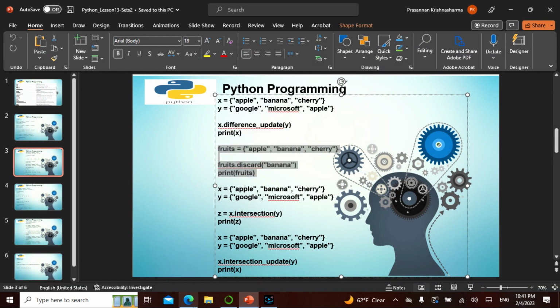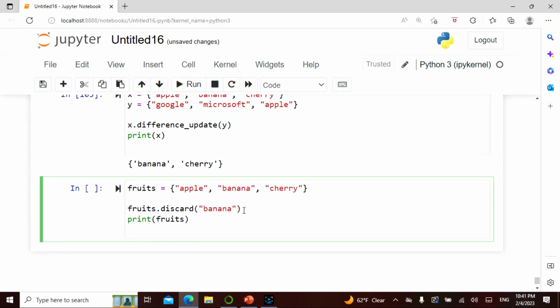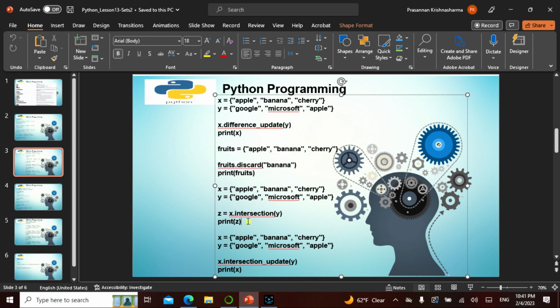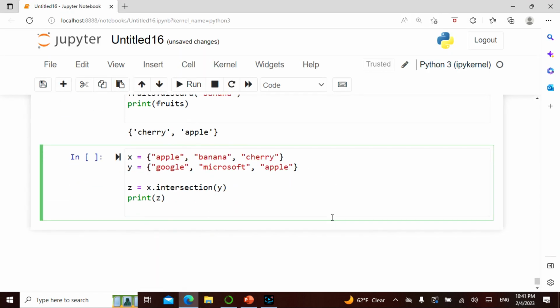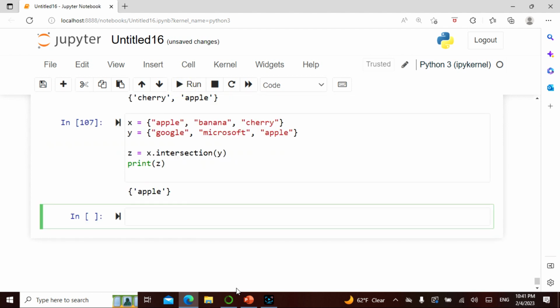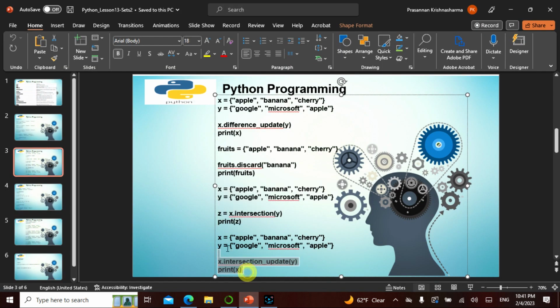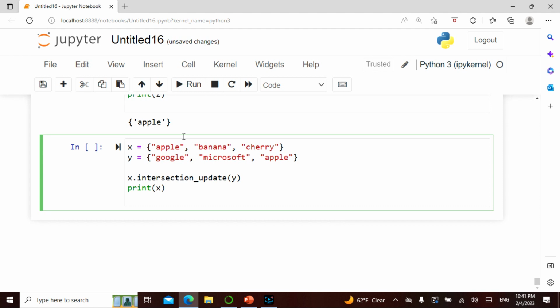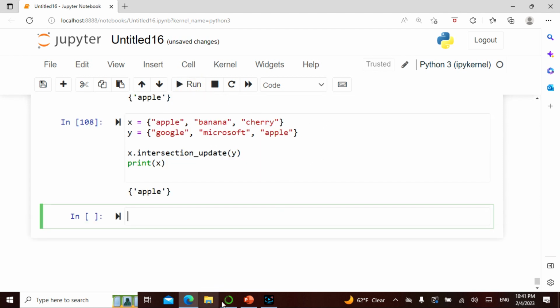I can discard banana. What is my intersection? The intersection is basically apple. What is my intersection update? It is also the apple.